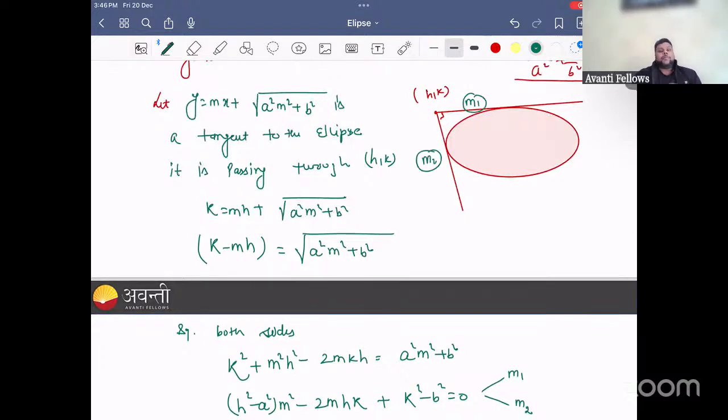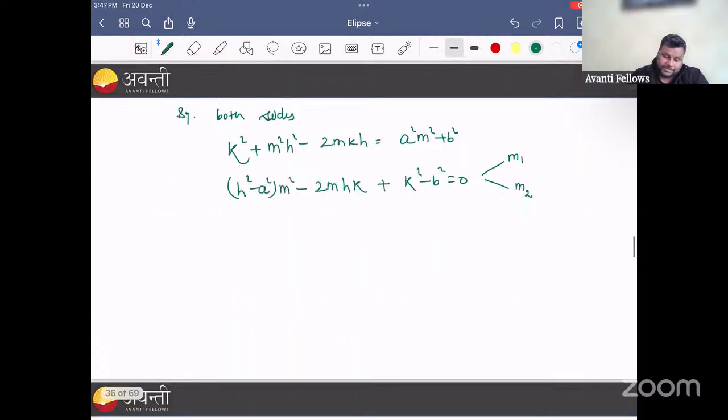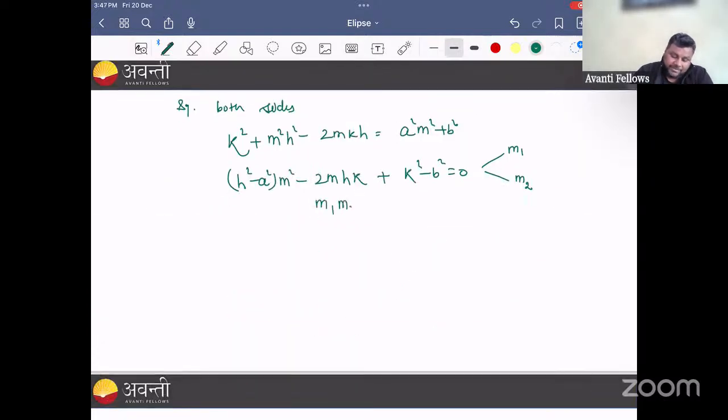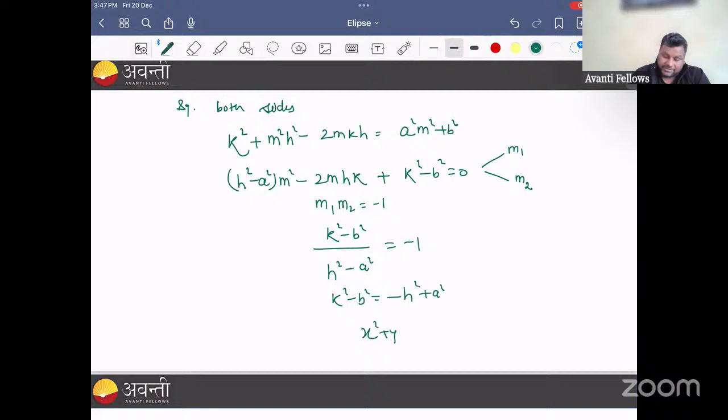Now according to the problem, m1 and m2 are perpendicular because we are looking for the locus of a point from which two perpendicular tangents can be drawn to the ellipse. So that means m1 m2 is minus 1. So k square minus b square upon h square minus a square equals to minus 1. So k square minus b square is minus h square plus a square. So locus is x square plus y square is a square plus b square.